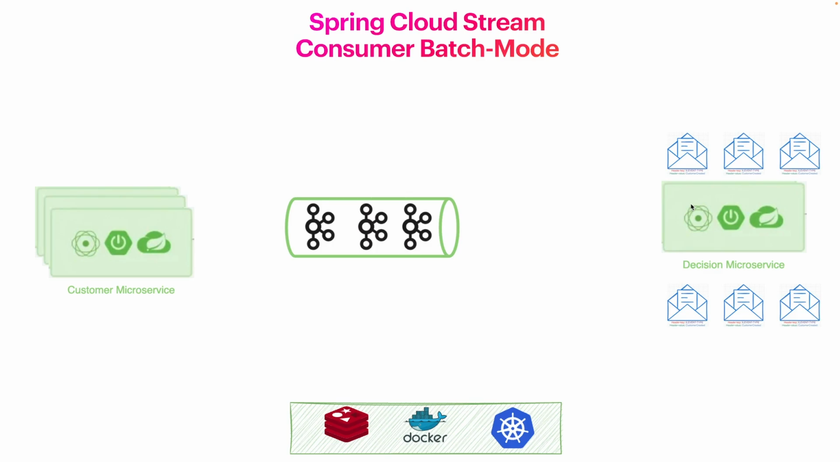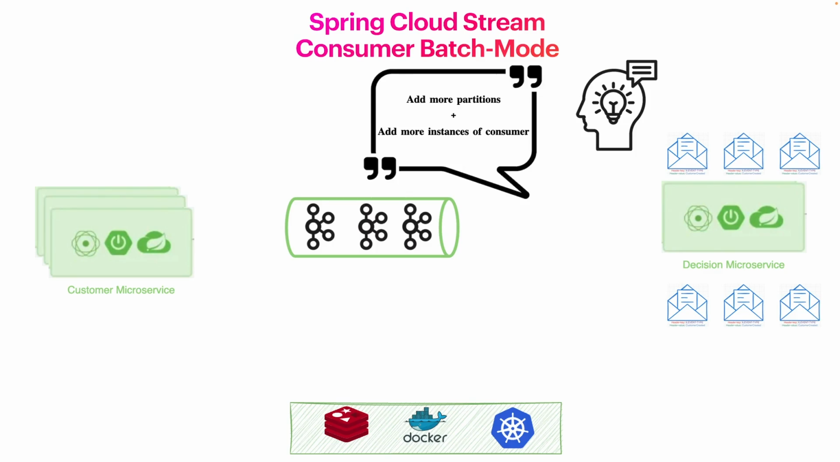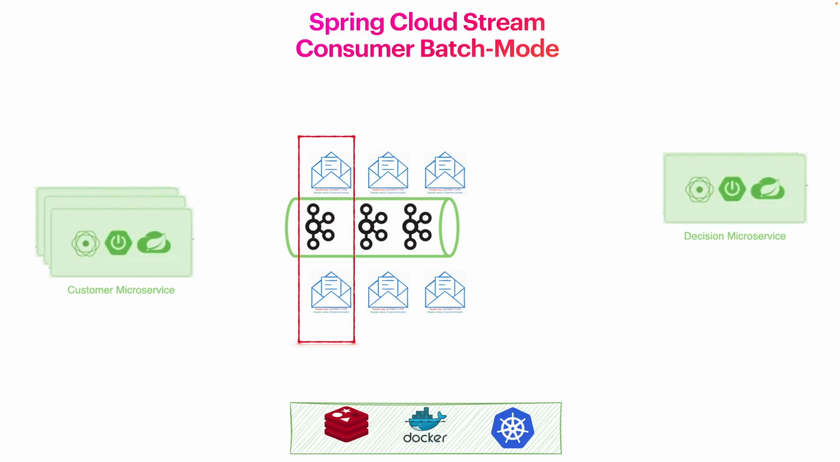The first thing that comes to mind is, okay, let me add more partitions and let me add more instances of our consumer, right? So let's do that. Let's add some partitions. For example, here we are adding the second partition and the third partition. So the question here is, what is a partition?